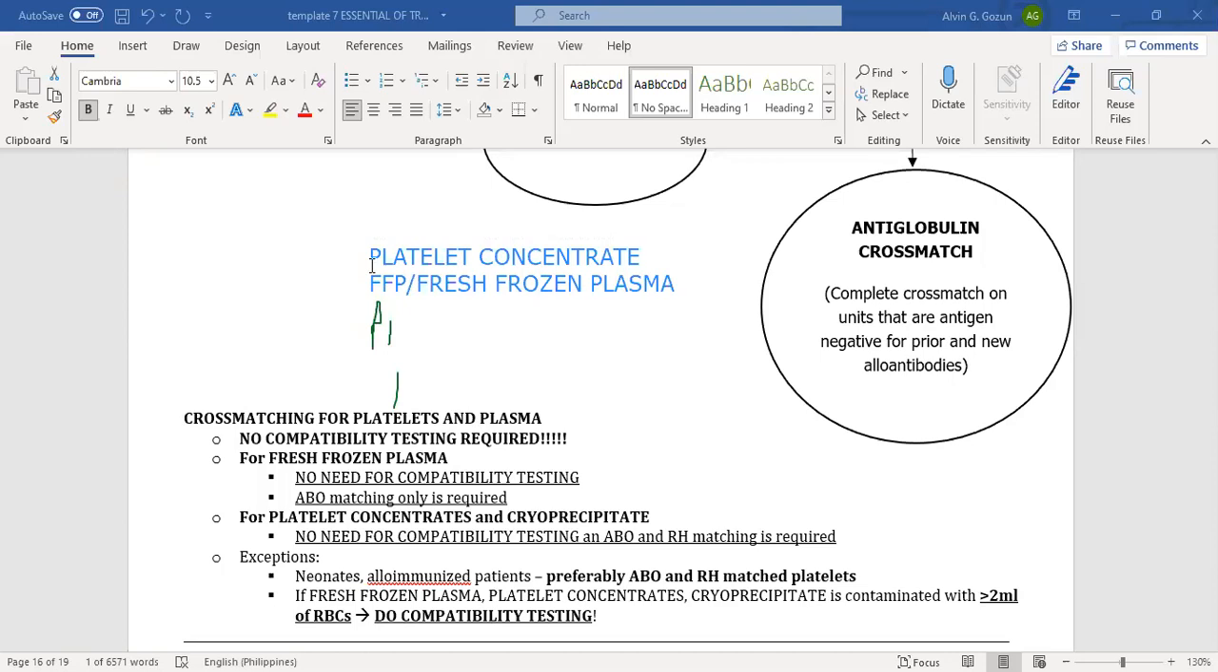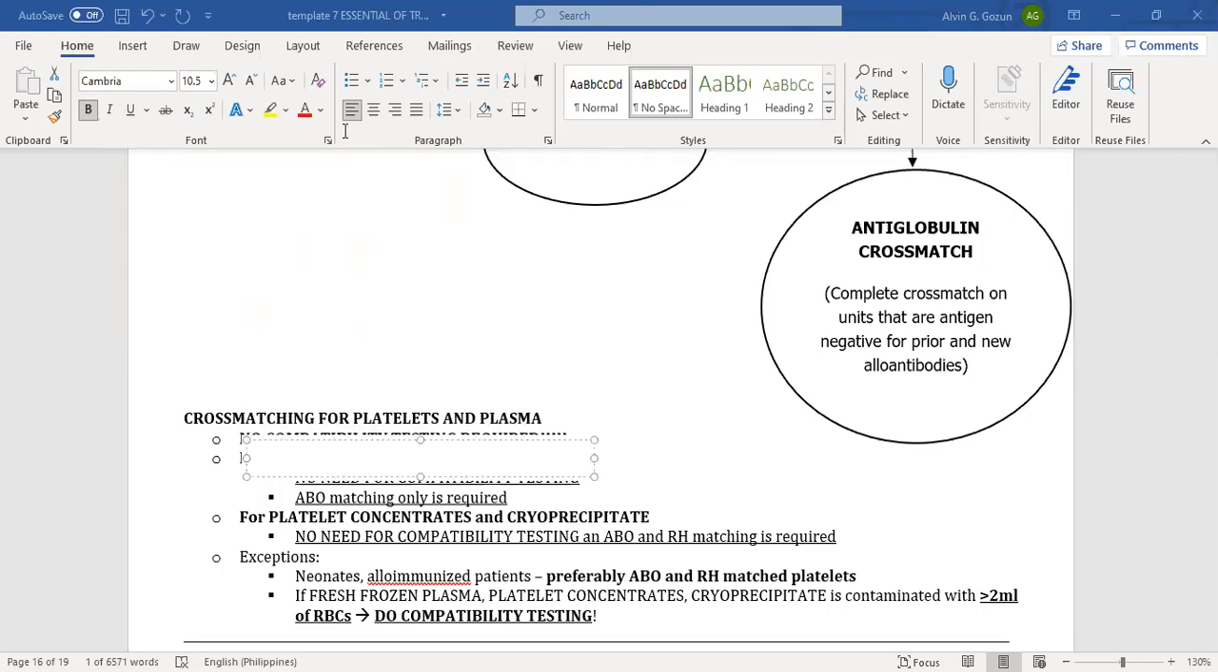Tapos puro plasma, fresh frozen plasma. Naintindihan? Again, cross-matching for platelets and plasma. There is no compatibility testing required. Okay? So, for fresh frozen plasma, no need for compatibility testing. ABO matching daw. Yun lang. Dapat ABO specific. ABO matching is the only required.